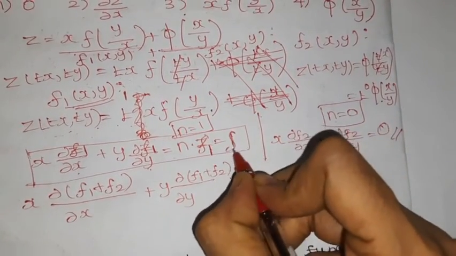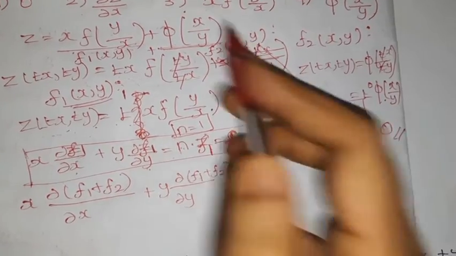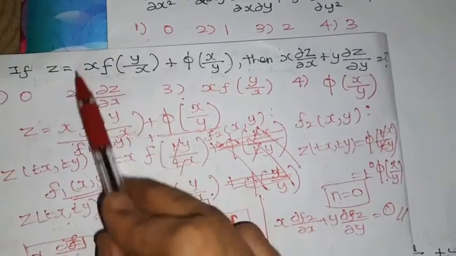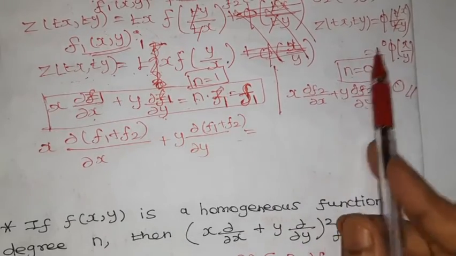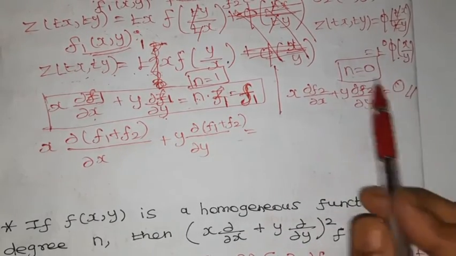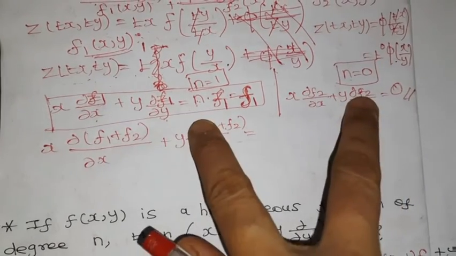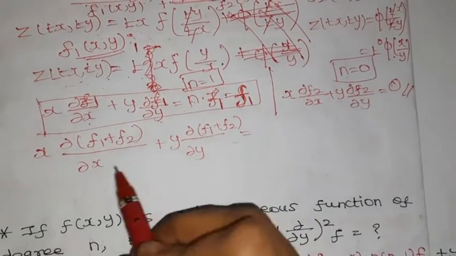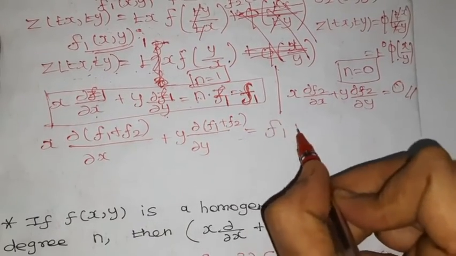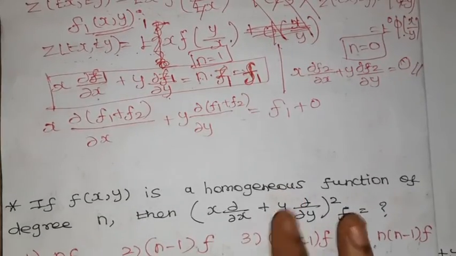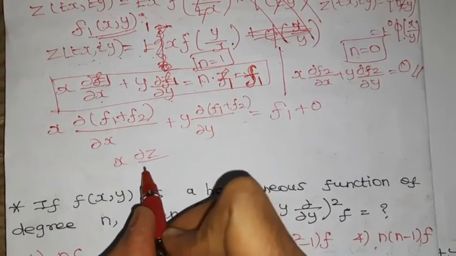For this, n into f1, n equal to 1. 1 into f1, we are getting f1. So f1 is nothing but this term, for function 1. For function 2, it is degree 0 now, so we are getting 0 as answer. But then we need to combine together. So f1 plus 0 is automatically x ∂z/∂x. F1 plus f2 is nothing but z, right?